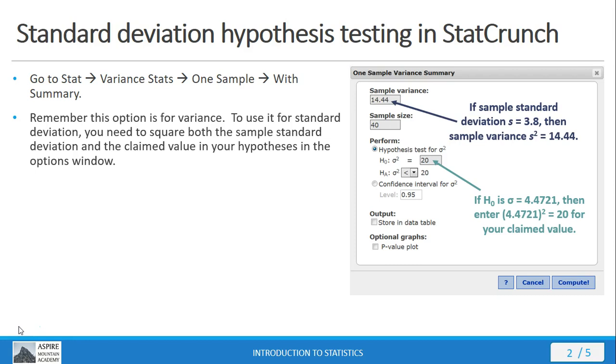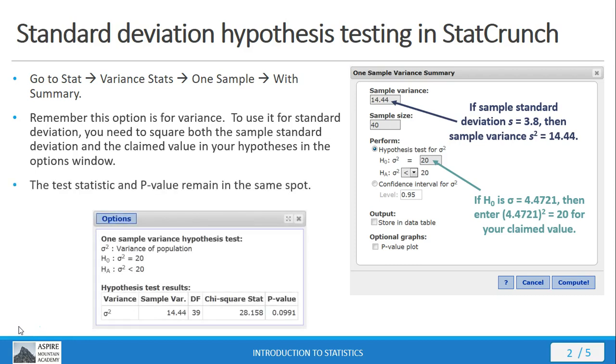Once you've got all that in, then you can go ahead and press compute, and out comes your test statistic and p-value. They're going to be in the same spots that they've always been in. Test statistic, the value that's next to last there in the table. The p-value, of course, right next door in that last spot there in the table.